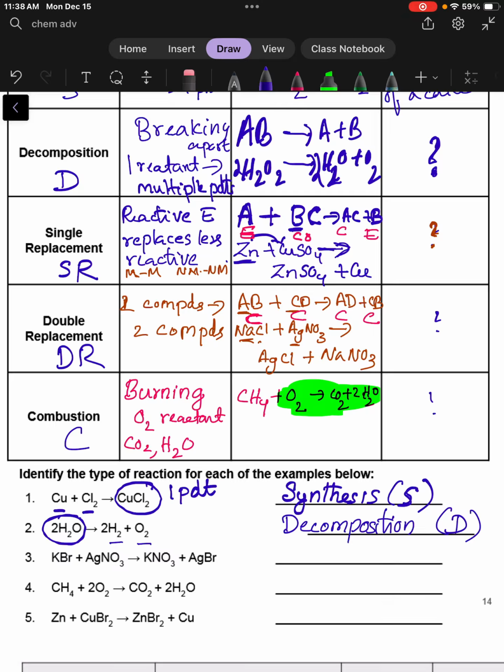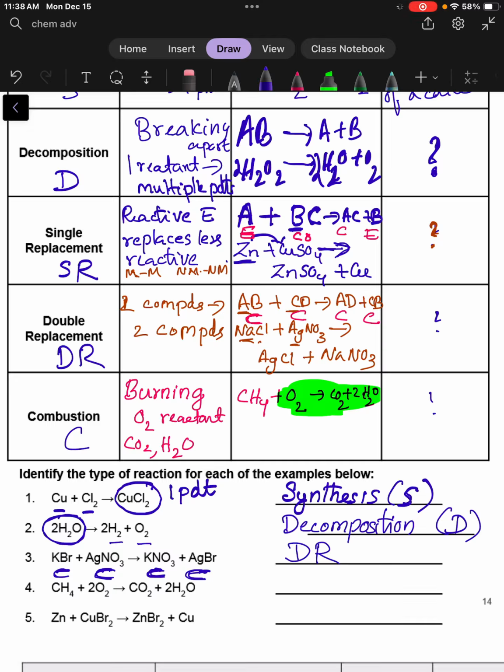Okay, now look at this one. It has multiple products and reactants, so it is not synthesis or decomposition. That's the first thing you are checking. Now look at this. This is a compound. This is also a compound. Compound means two or more elements connected together. There are two compounds on both sides. That will be double replacement.